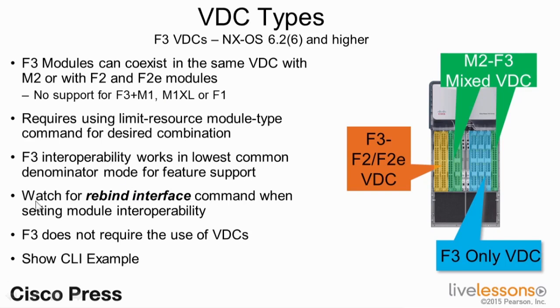The reason why I called out the rebind interface is that you may need to have the rebind interface when you're adding interop mode with F3 cards. So if I'm doing F2 in F3, I'm going to need to do the rebind interface to enable that. But if I'm taking modules out of that VDC, I'm going to have to do the rebind interface as well. And the F3 does not require the use of a VDC license, meaning that I can just have a common VDC that just has F3 cards altogether. And I'm going to show you what I mean by that.